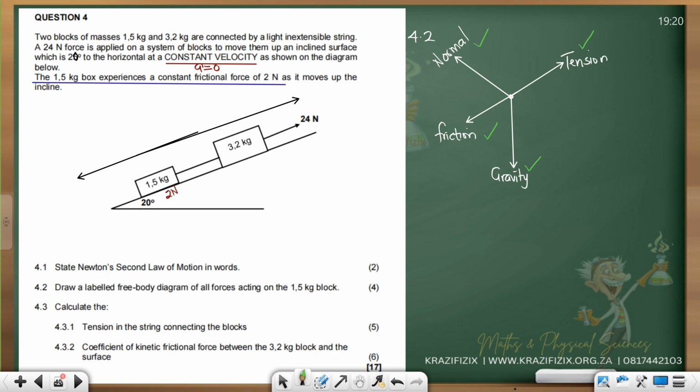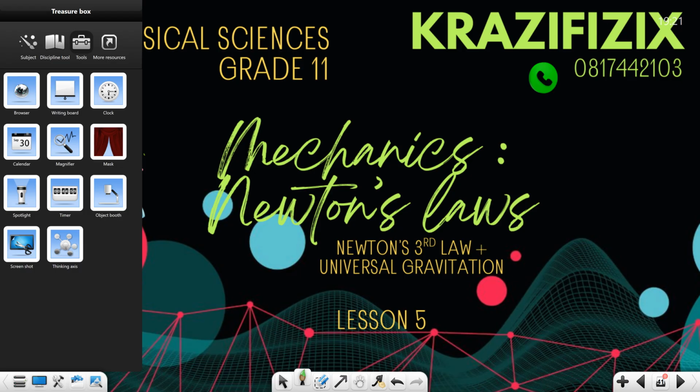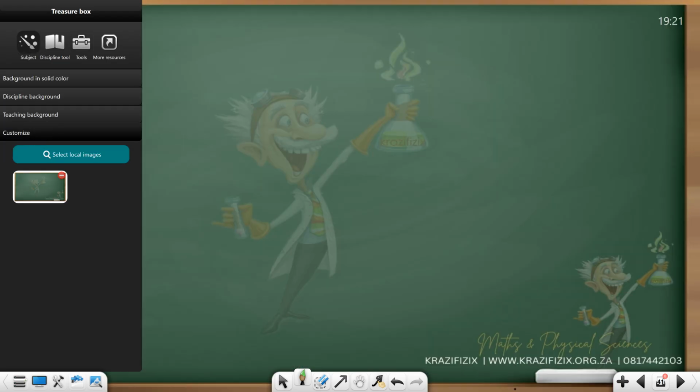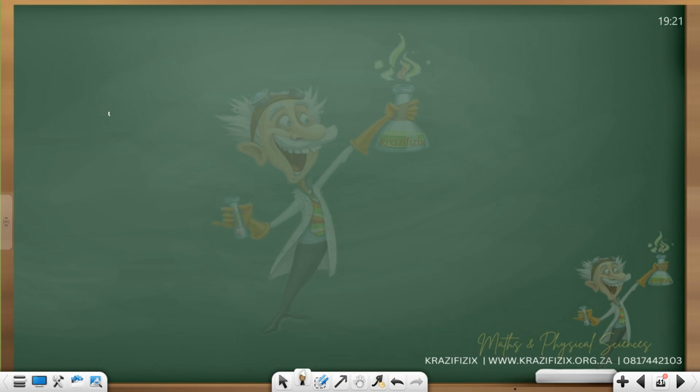It's very, very important. All right. Calculate the tension in the string connected. Now, I told you guys, please, we don't work with this diagram the way it is. What do I need to do? I need to change it. My good learners, please, I am begging you to get this one system right. If you get it right, you will never, ever struggle with Newton's laws.